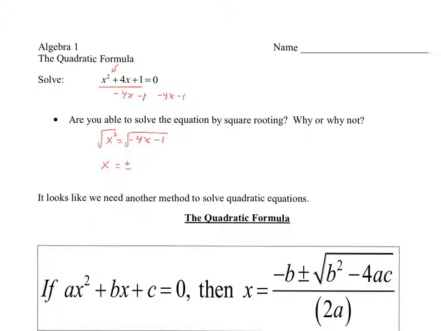When Mrs. Wood was showing you examples, you had things like the square root of 12 or the square root of 16. That we can handle. We can't handle this, and the reason why is because we have the square root of another variable. And so the square root method, you can see, doesn't really help us. So then what do we do?